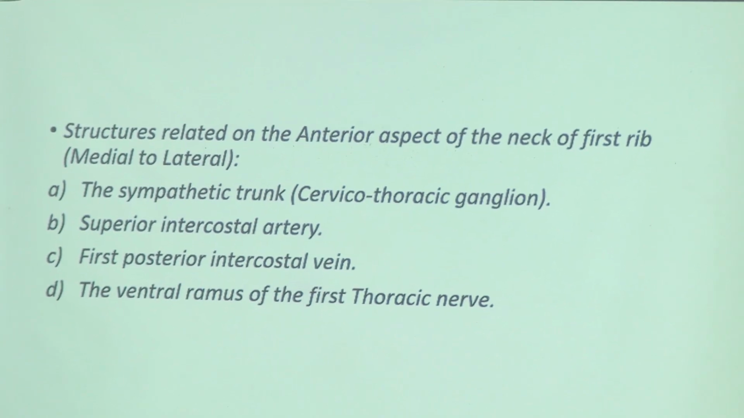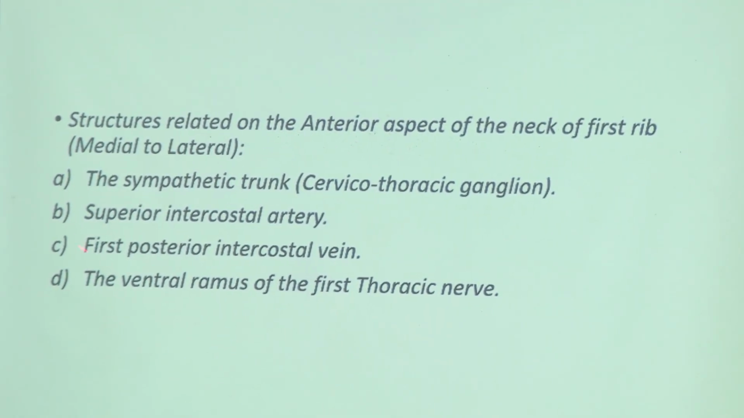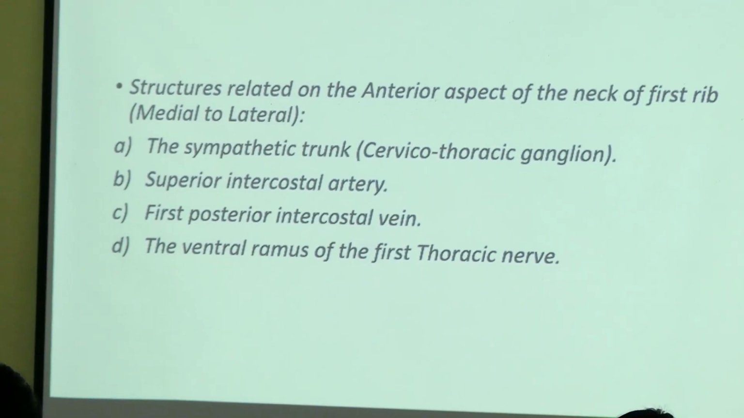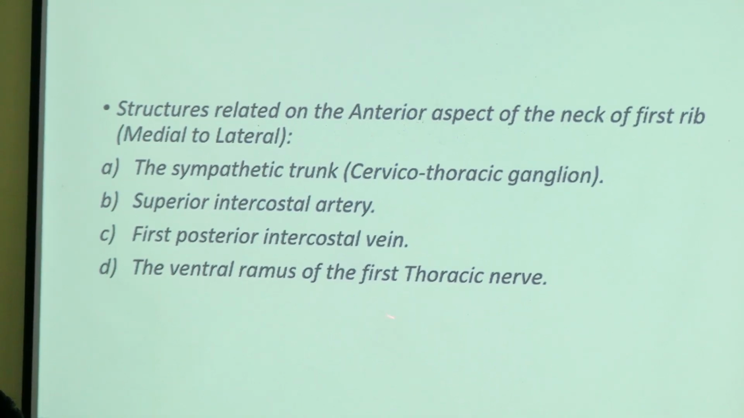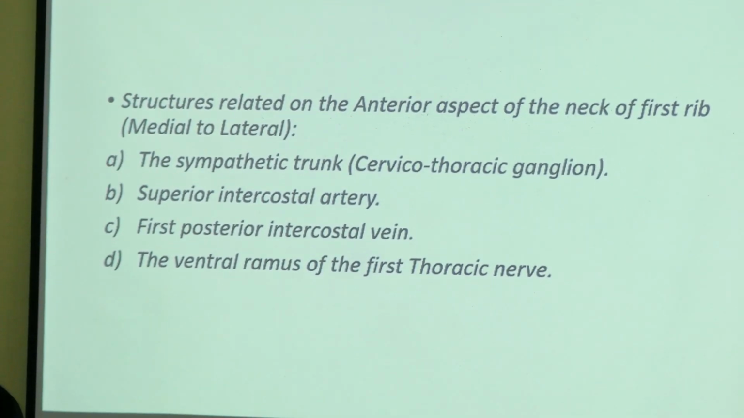All these things will be covered in theory. Superior intercostal artery, first posterior intercostal vein, and then comes ventral ramus of first thoracic nerve. ये वाला आपको this portion you have to rectify. ठीक है, you have to mark up this one.